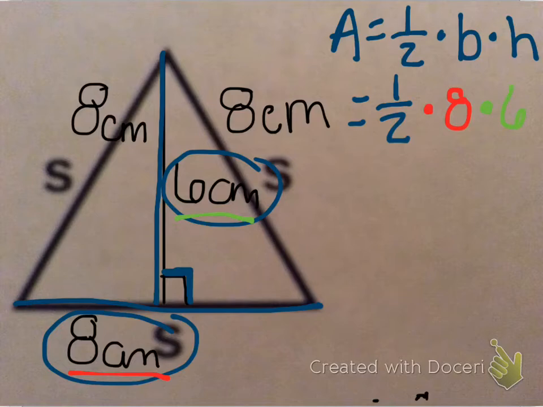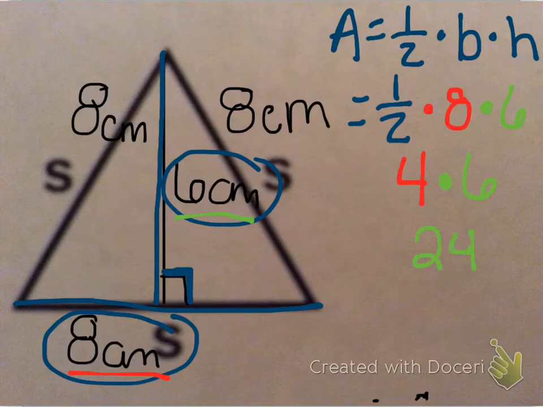And a little trick if you are trying to do this in your head, 1/2 times anything is just like saying 1/2 of anything. So I know that half of 8 is 4. So I'm going to go ahead and do that. Half of 8 is 4, and we're going to keep our times 6. And 4 times 6, of course, is 24. So that makes that easy to do in my head.